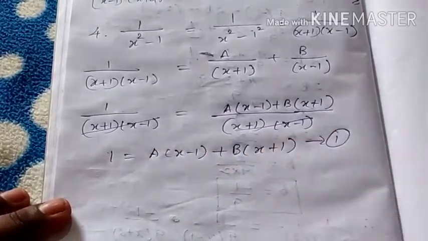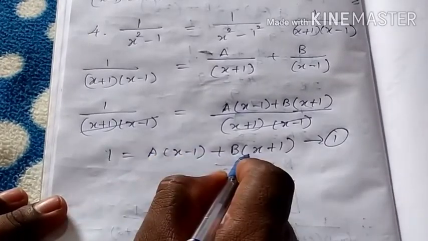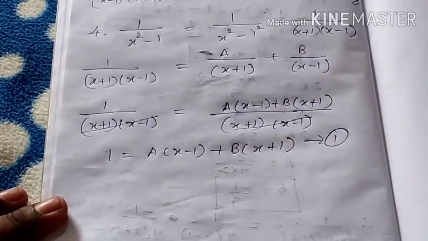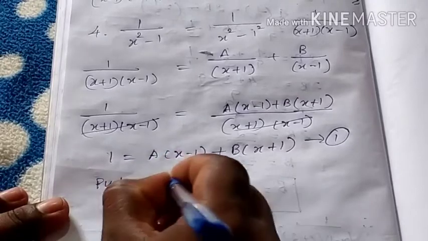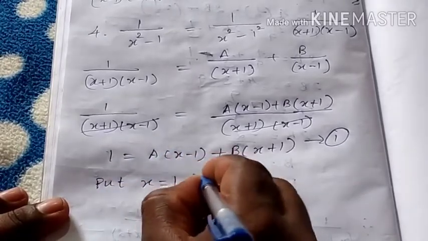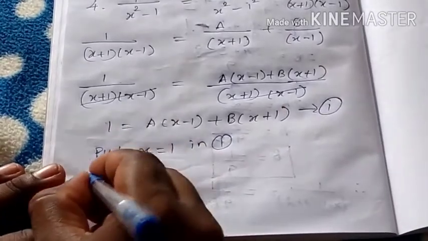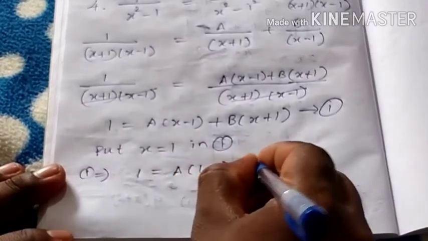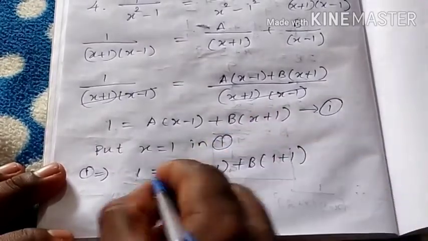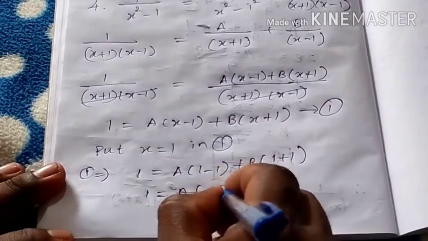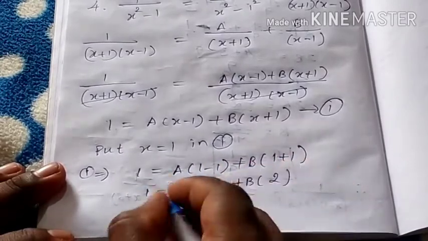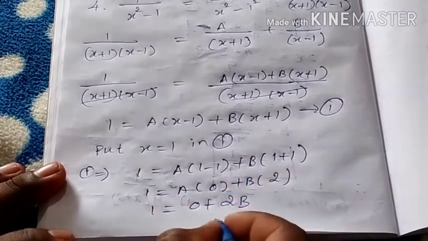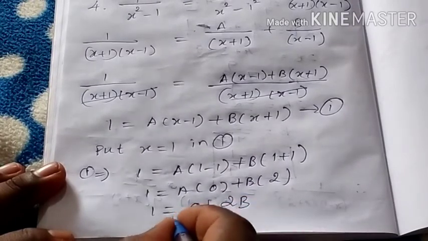This is your first equation. Then find the value of a and b. Then replacing the a and b value, we get the required partial fraction. Okay, so put x is equal to 1, because 1 minus 1 is 0. So the LHS value is 1. 1 equal to a into 1 minus 1 plus b into 1 plus 1. 1 is equal to a into 1 minus 1 is 0, plus b into 1 plus 1 is 2. Okay, 1 equal to a into 0, 0, plus b into 2, 2b. Okay, therefore b is equal to 1 by 2.